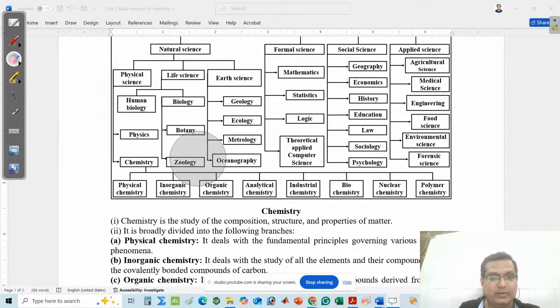Next, I will move to the other one, that is life science. Life science is classified into two types. One is human biology, next is biology. Human biology means Manava Jiva Vigyana. Biology is your Jiva Vigyana. Biology is again classified into two types. One is botany, another is your zoology. Botany means Udbida Vigyana, zoology means Prani Vigyana. This is all about life science.